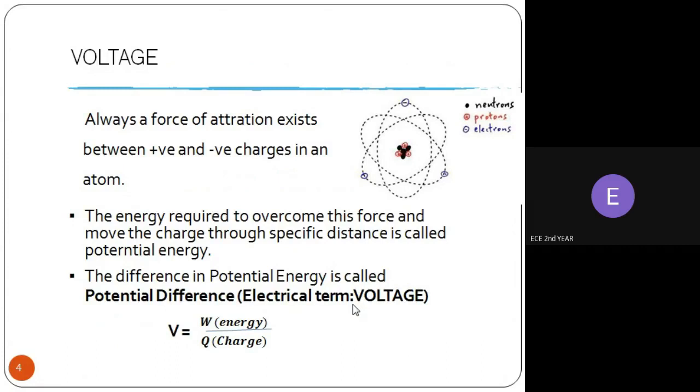What does voltage mean? The energy required to overcome this force and move the charges through a specific distance is called potential energy. So the difference in the potential energy is called the potential difference. The term is called voltage. So the voltage can be defined with the formula of work done, meaning energy, divided by charge, which means work done against 1 coulomb of charge is called voltage.